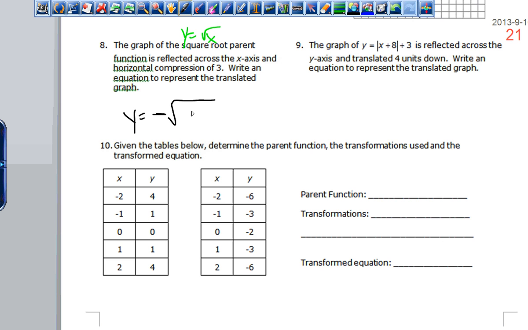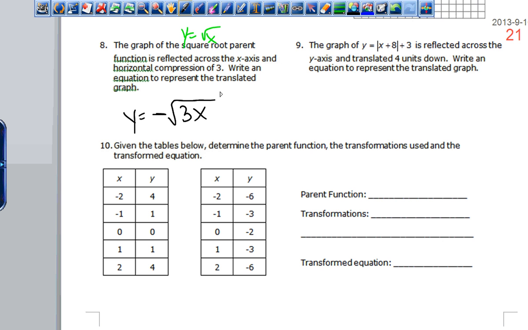Horizontal compression. Was horizontal compression or stretch on the inside or on the outside of the sign? Inside. So horizontal compression of 3. Okay. I thought it had to be a small number. The bigger the number, it's going to be compression if it's on the inside. It's opposite. I got confused on the whole thing.